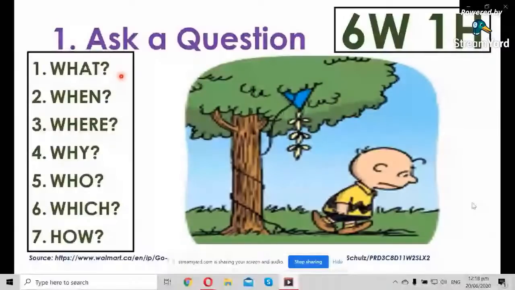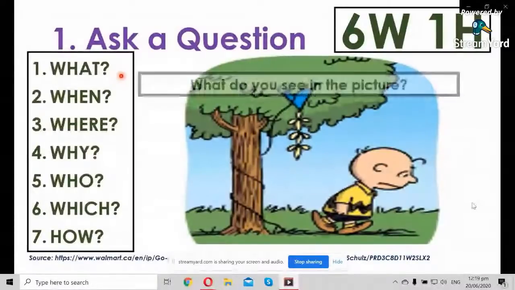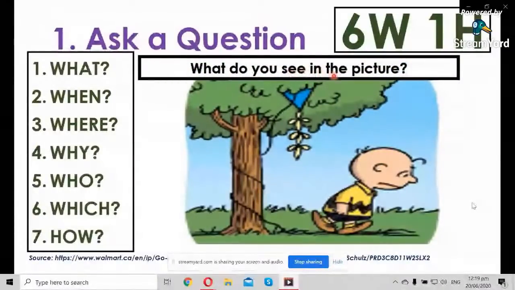Are you ready? Very good. Let's start. First question is, what do you see in the picture? This is what you answered earlier, right? Very good. It's a boy, tree, and a kite.